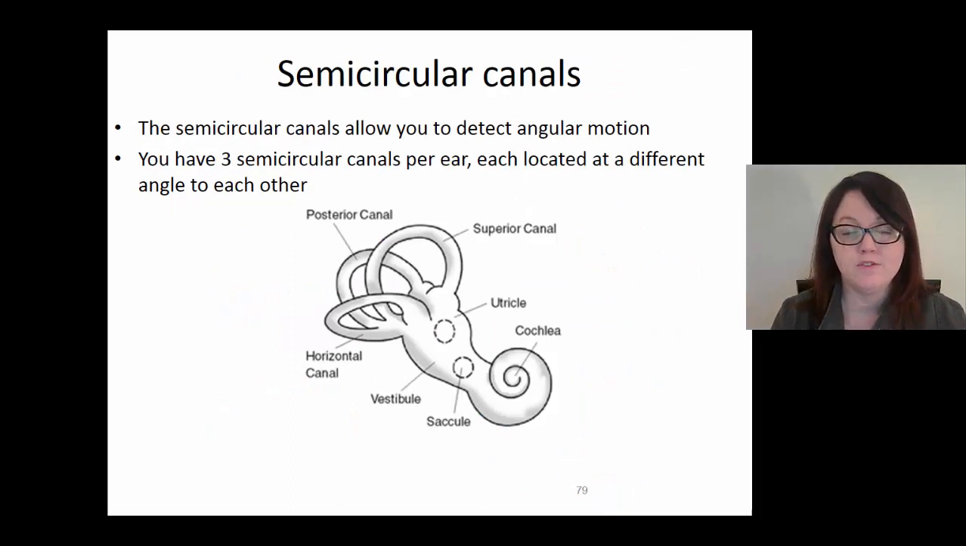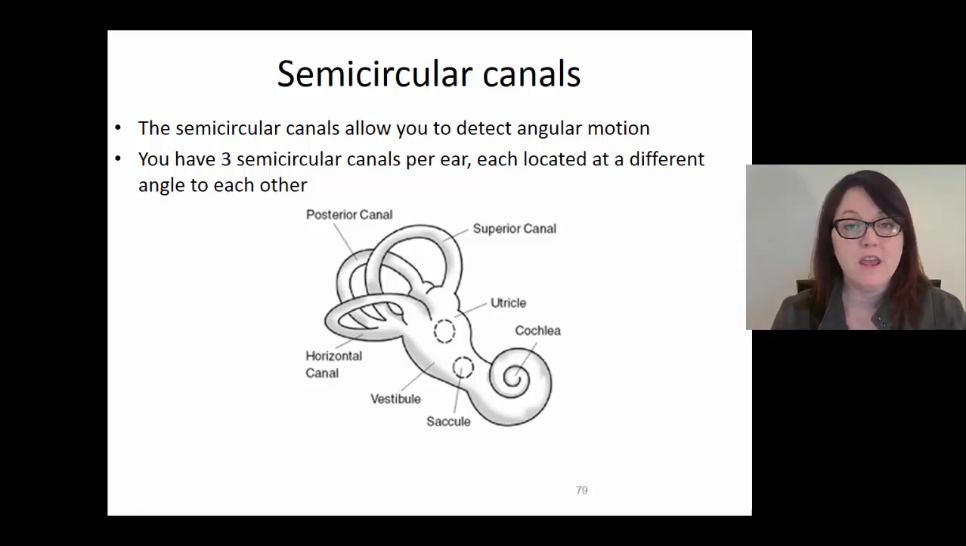The vestibule allows us to detect our static equilibrium, our gravity sense, if you will. So our ability to tell where our head is in position to gravity. And the vestibule also allows us to detect linear motion, which is straight line motion. Like when you're driving in a car straight down 94, you can tell that you're moving. You're not moving at an angle, but you're moving in a straight line. That's linear motion sense.